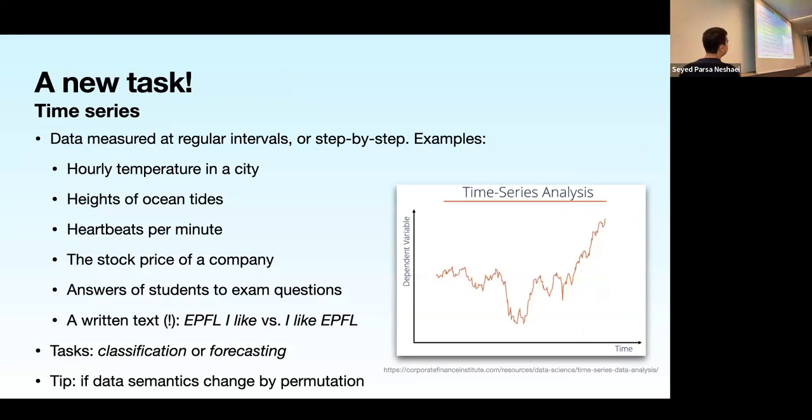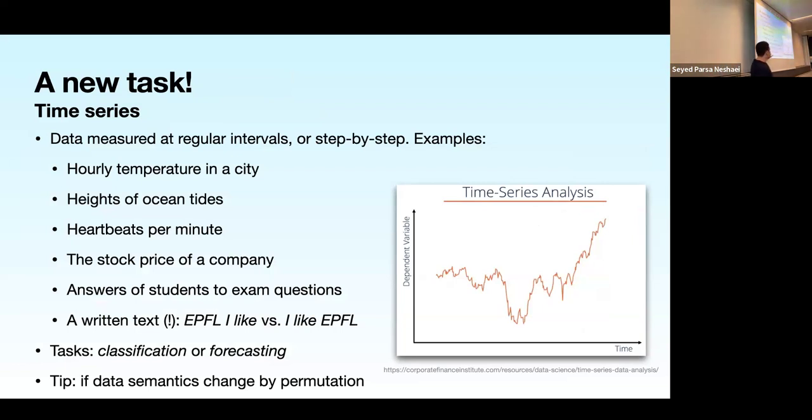Importantly, yesterday we covered time series. We learned that these time series are data that are measured at regular intervals or step by step. It could be numerical data such as temperature or heartbeat or stock prices of the companies. And importantly, we said it could also be written text. Each written text could also be formed as a time series because the words come after each other and each of them represents a specific time in history.